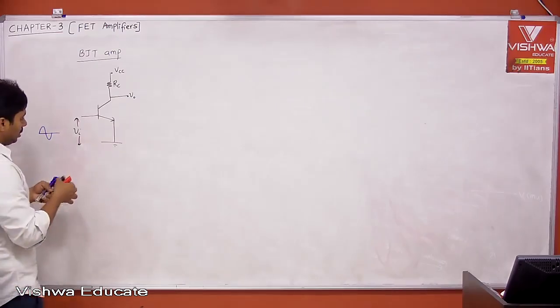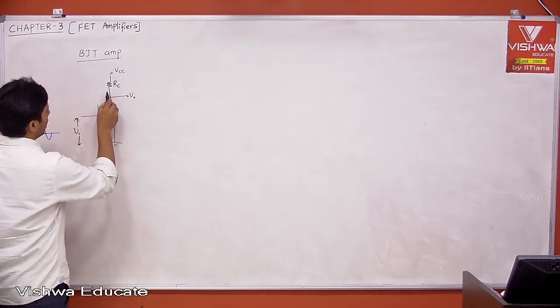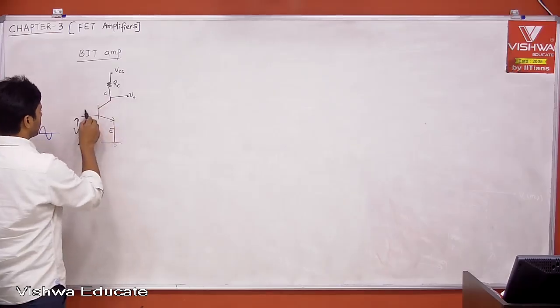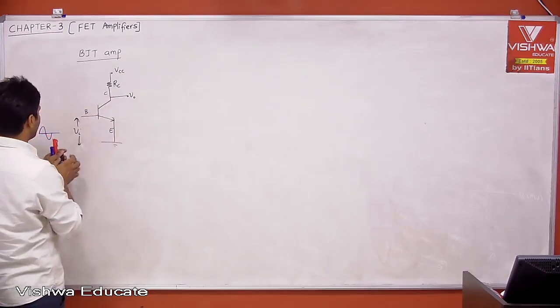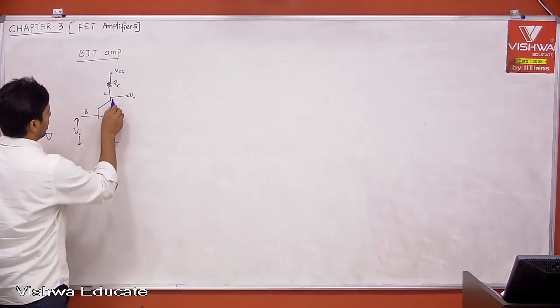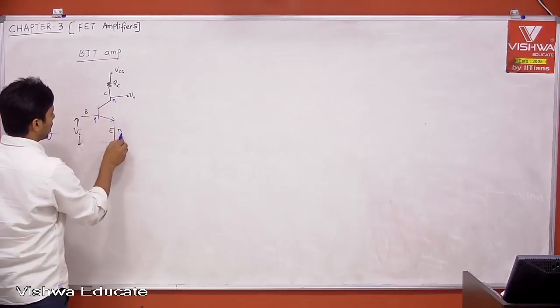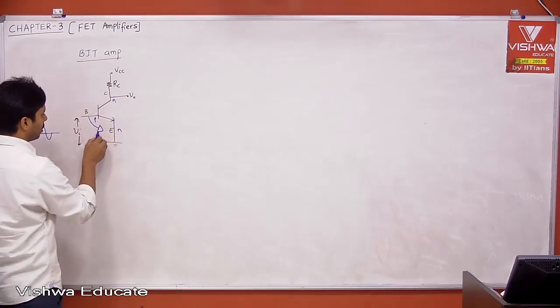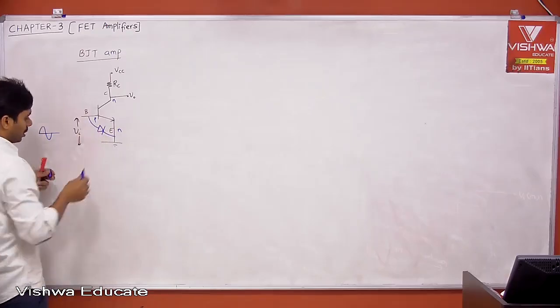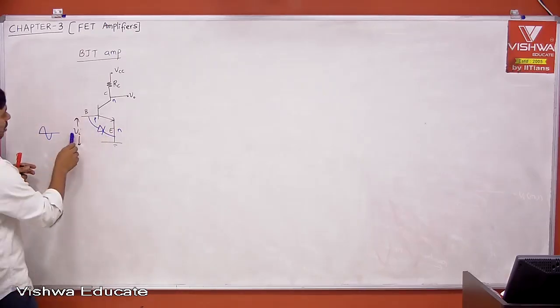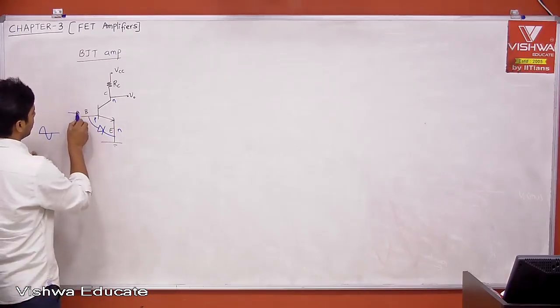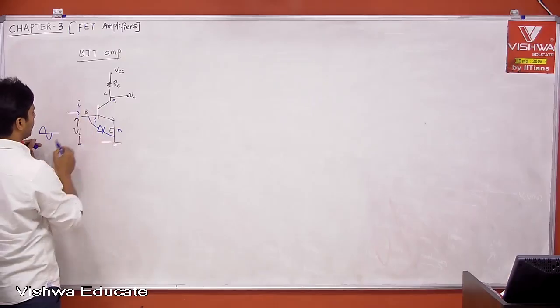Then tell me, this is the collector, emitter, base, and this is an NPN transistor. This is nothing but a PN junction diode between base and emitter. Then whatever input voltage you are applying, that is what you are trying to pass. This is nothing but your IV.